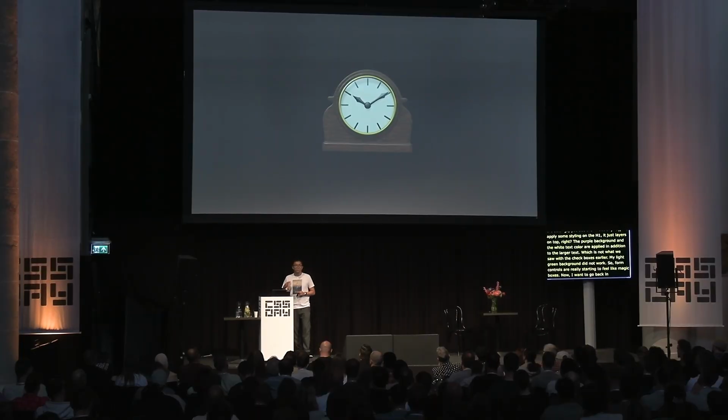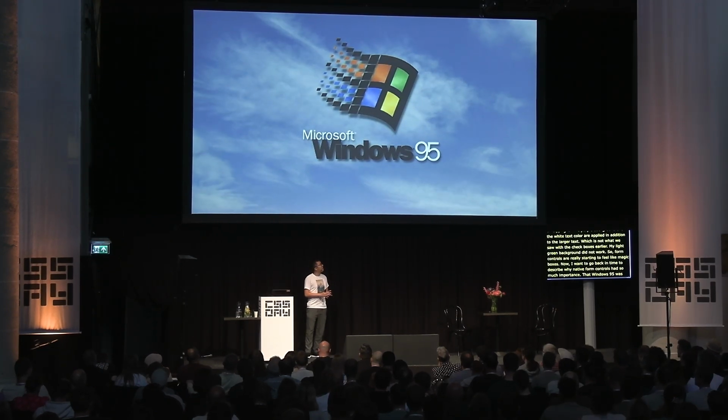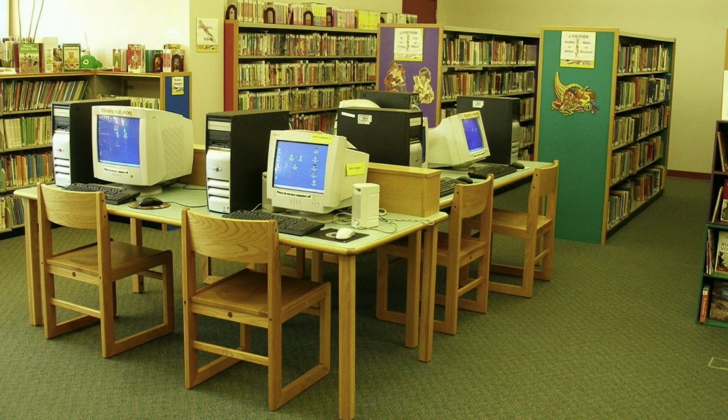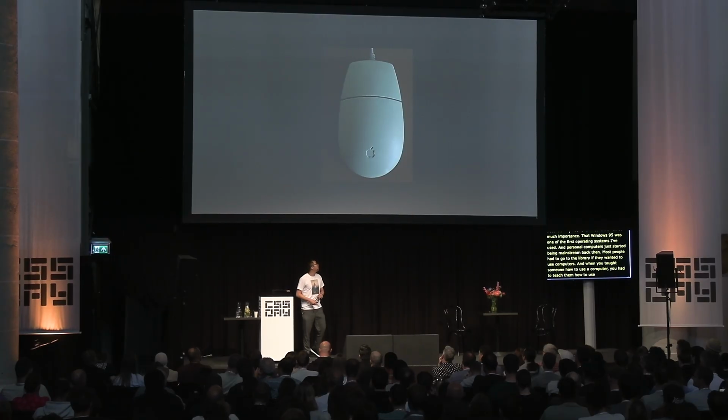Now, I want to go back in time to describe why native form controls had so much importance. Now, Windows 95 was one of the first operating systems I've used. And personal computers just started being mainstream back then. Most people had to go to the library if they wanted to use computers. And when you taught someone how to use a computer, you had to teach them how to use a mouse. There was a lot of overhead around just learning how to use a computer.